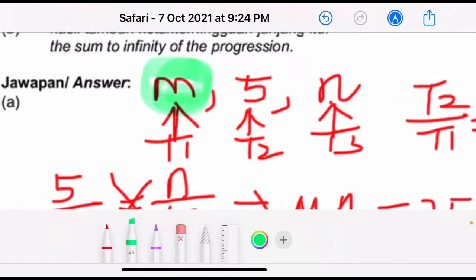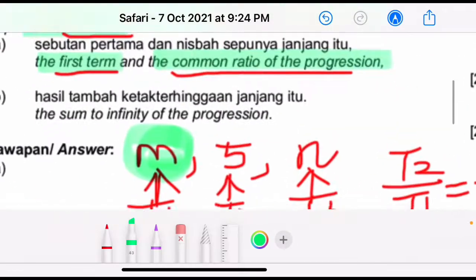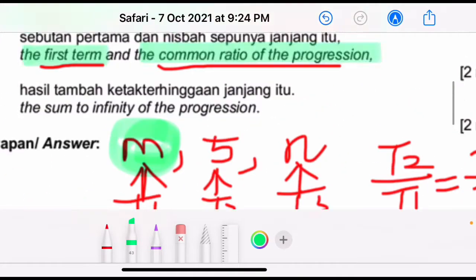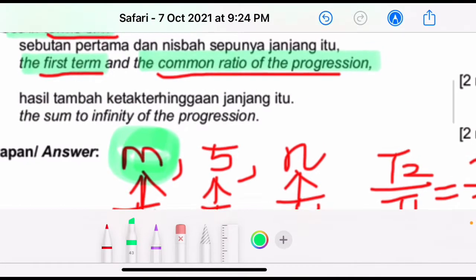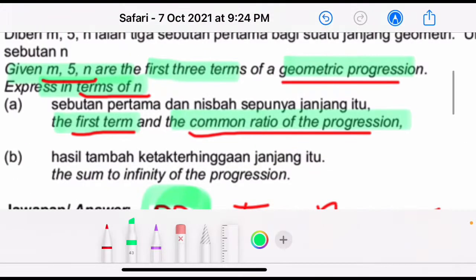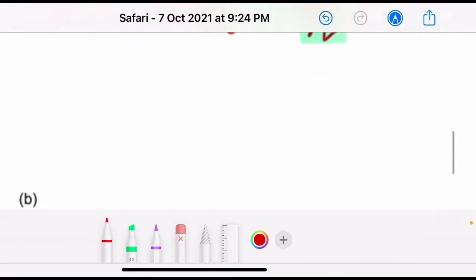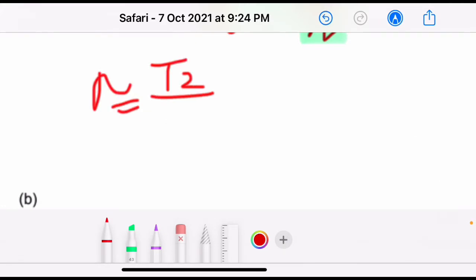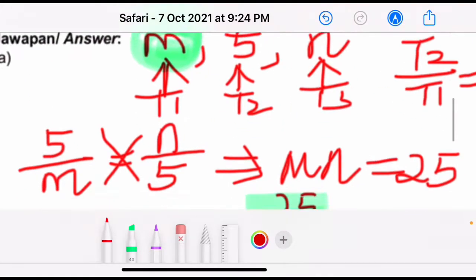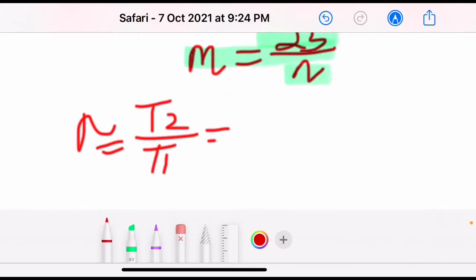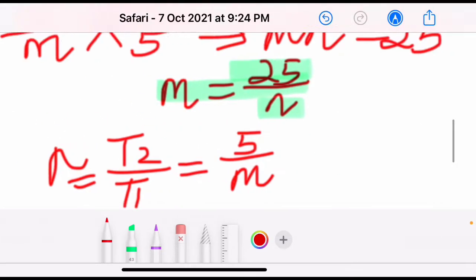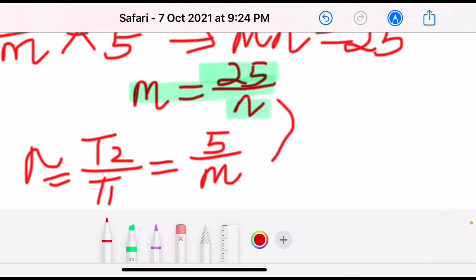Then the question also wants the common ratio. What is our common ratio? Common ratio of the progression in terms of n, highlight again, in terms of n. The common ratio is T2 over T1. The T2 is 5, so 5 over m, and we already got m here, 25 over n. So we substitute inside here.